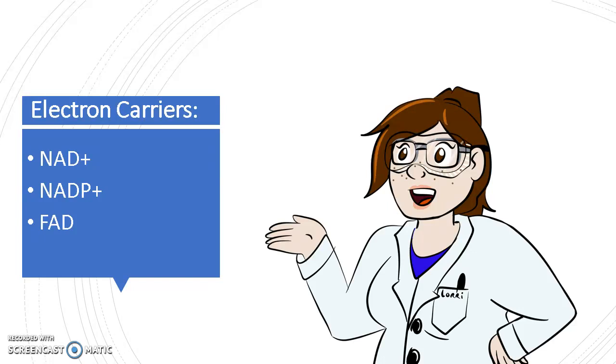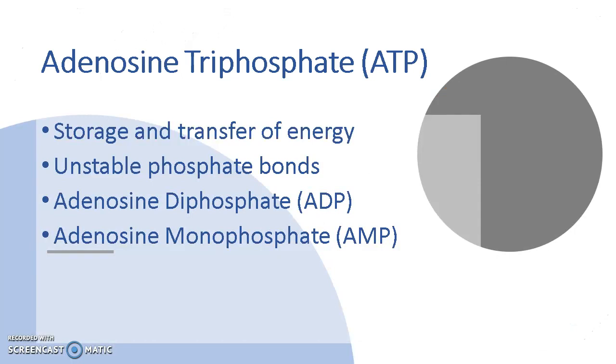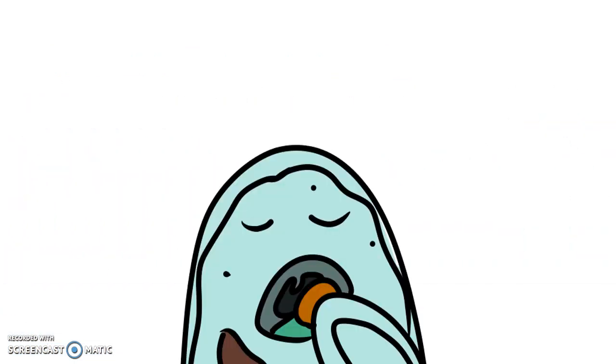All this energy is great for running the cellular processes, but cells need to be able to store the energy somehow. That's where adenosine triphosphate comes in. This molecule stores loads of energy in its unstable phosphate bonds. That can be easily broken to release energy, making adenosine diphosphate, or even one step further, adenosine monophosphate. Because it can store energy, the cells can use the energy when it needs it, instead of all at once when it doesn't.